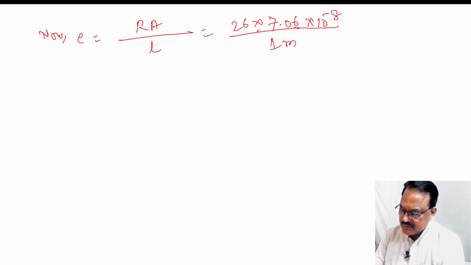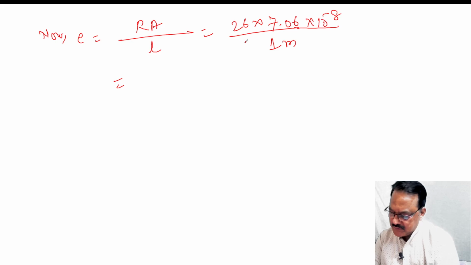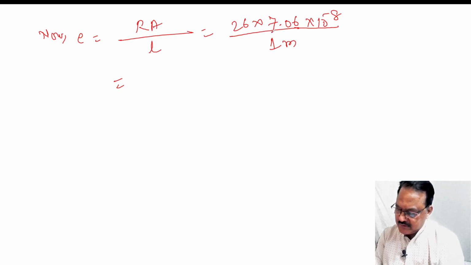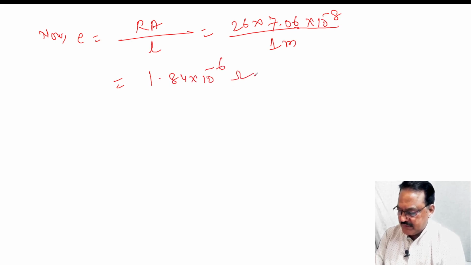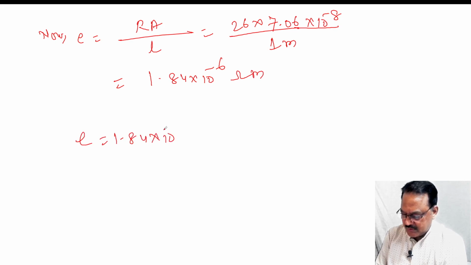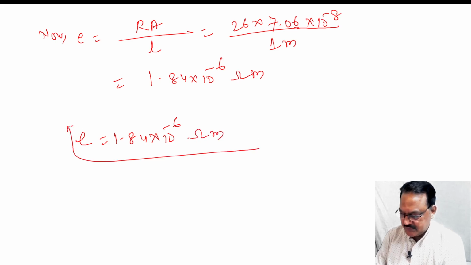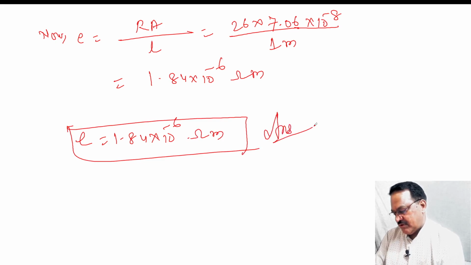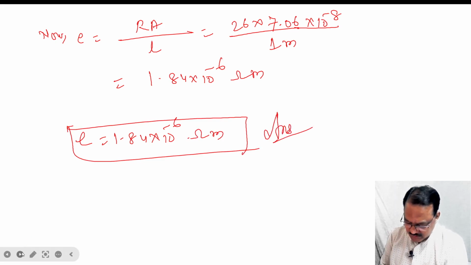Just multiply it. This will come out to be 26 into 7.06. This will just simplify it. It will come out to be 1.84 into 10 to power minus 6. This will be ohm meter. So resistivity rho equal to 1.84 into 10 to power minus 6. Its unit is ohm meter. This is the answer. We have to do like this. Okay. Next question.